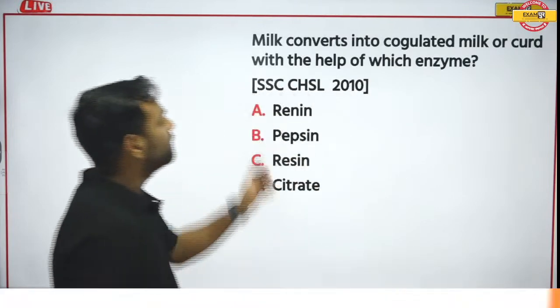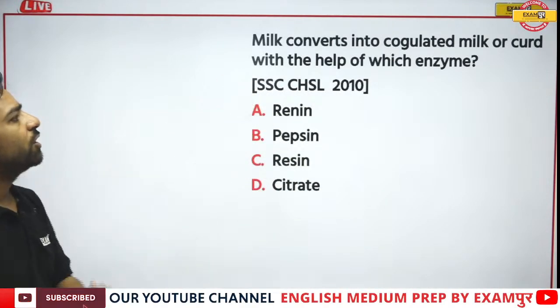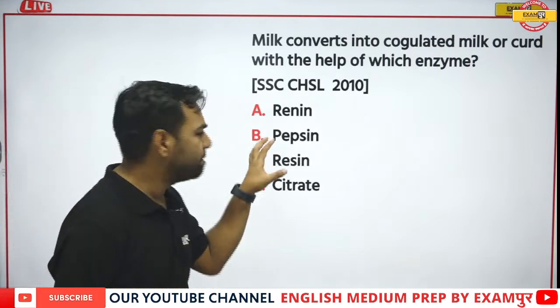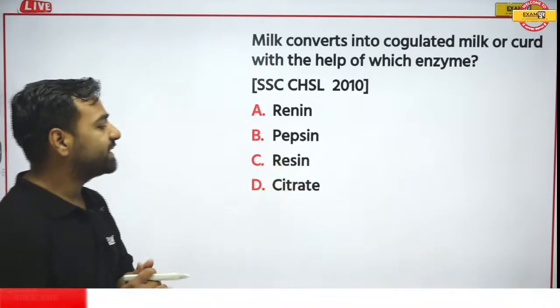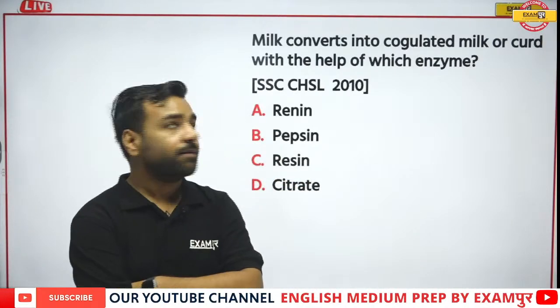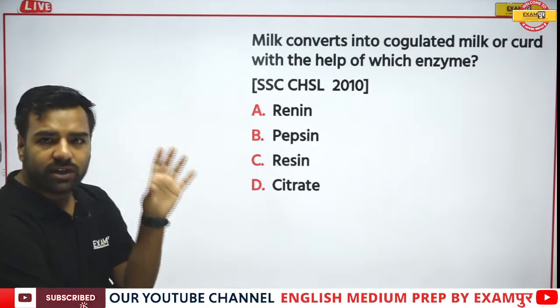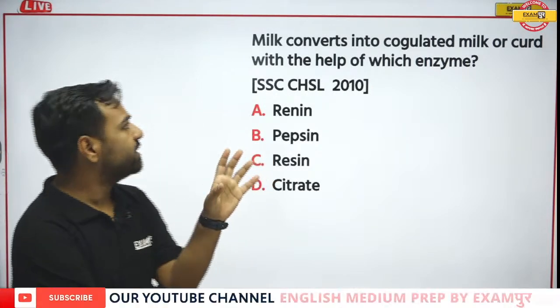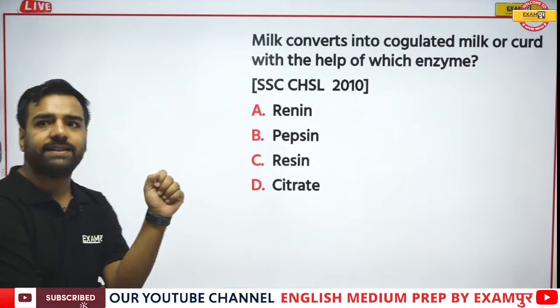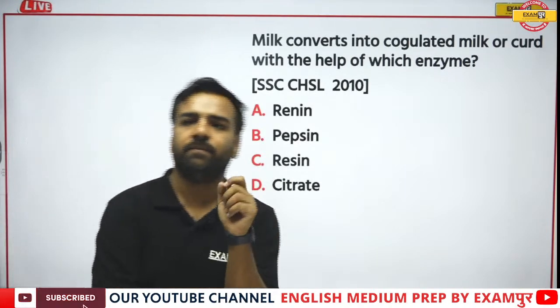Next. Milk converts into coagulated milk or curd with the help of which enzyme? Is it renin, pepsin, resin or citrate? So let's see who gives the answer. My question is, it is actually asked in CHSL. The question is, milk converts into coagulated milk or curd with the help of which of the following enzymes? Who is going to give this answer?